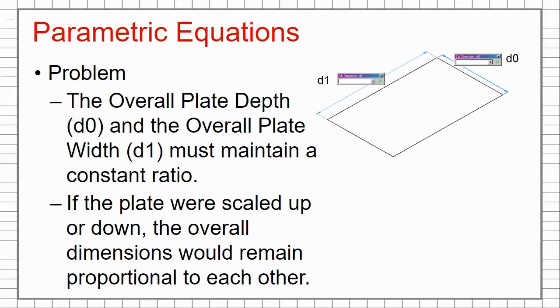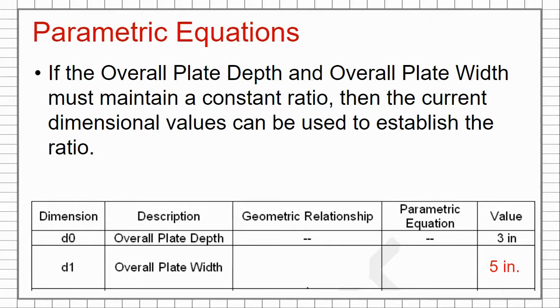In this example, for the plate that we're modeling, the plate might be manufactured at different sizes, but it's important that the ratio of the overall plate depth to the overall plate width remains constant no matter what size the plate is manufactured to. So if the plate were scaled up or down, the overall dimensions would remain proportional to each other. If the overall plate depth and overall plate width must maintain a constant ratio, then the current dimensional values can be used to establish the ratio.